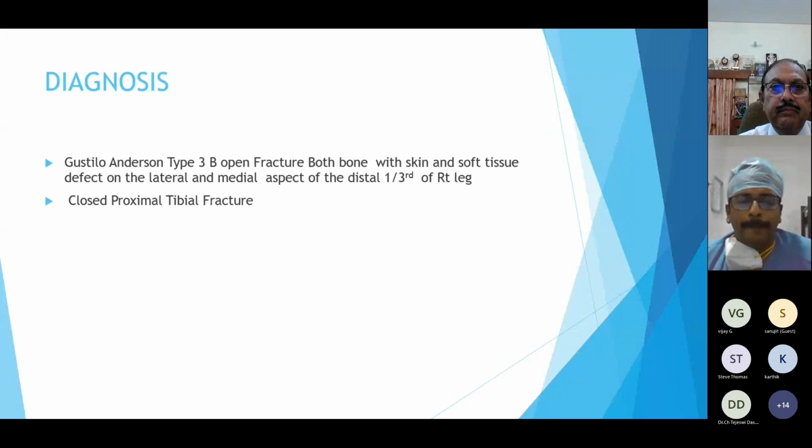Sir, can I go with the diagnosis? So a diagnosis of Gustilo-Anderson type 3B open fracture, both bone, with skin and soft tissue defect on the lateral as well as medial aspect of the distal third of the right leg, and a closed proximal tibial fracture was made.